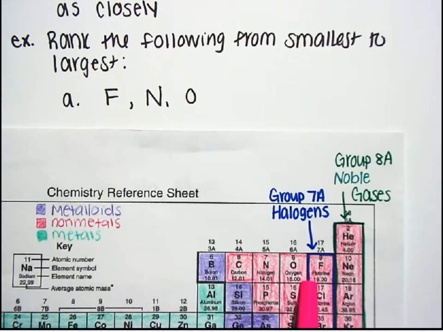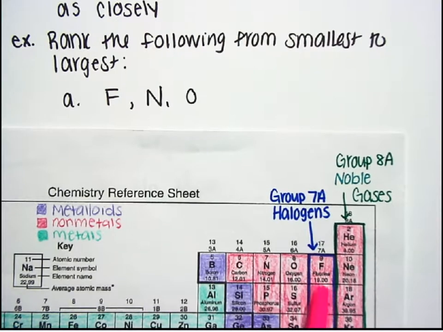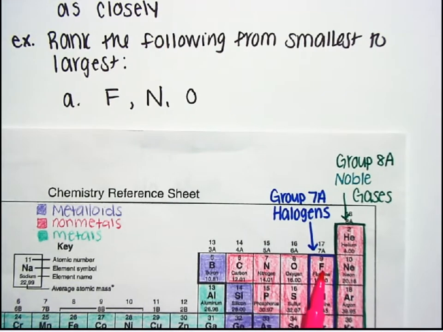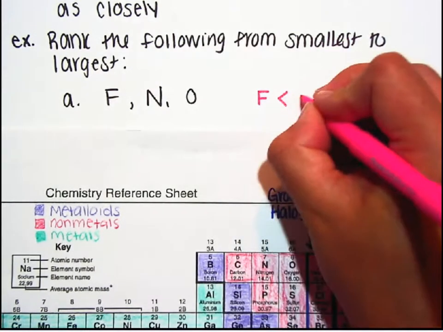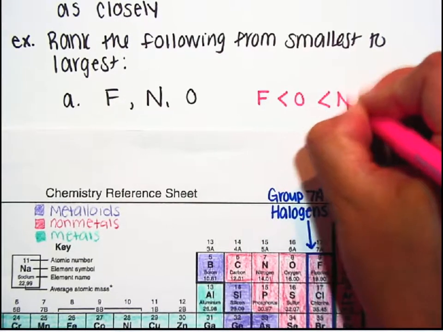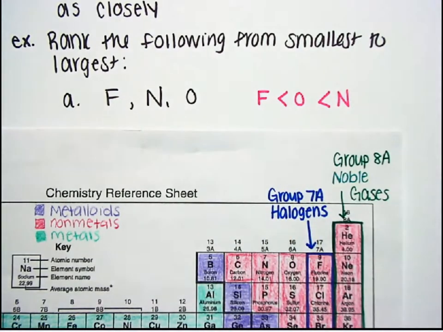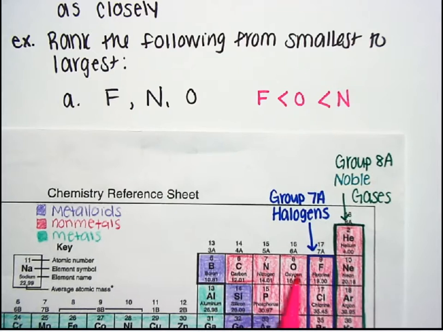So remember our trend. The atomic radii decreases across the period. So if I were to rank them from smallest to largest, and it decreases as we go across, fluorine would be the smallest, followed by oxygen. Nitrogen would be the largest. I always remember this as the largest atom is on the left. Largest and left both start with L. So nitrogen is the farthest to the left. It is larger than oxygen. Oxygen is to the left of fluorine. Oxygen is larger than fluorine.